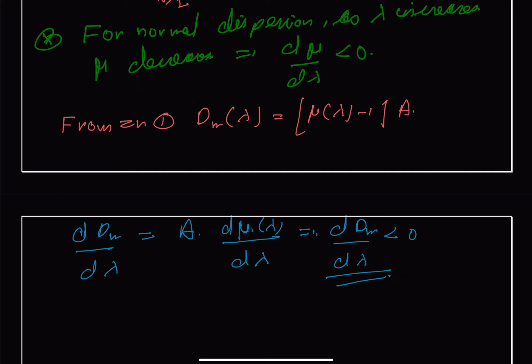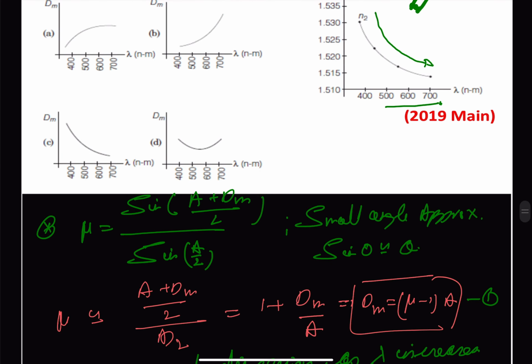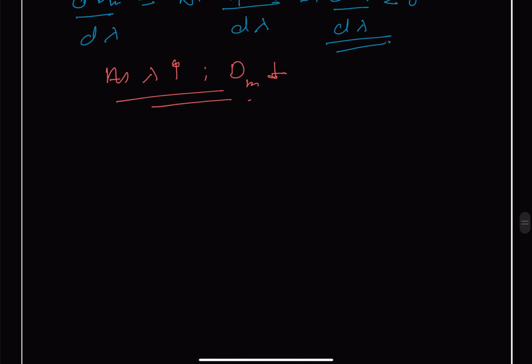Which basically means that as lambda increases, dm is bound to decrease. And based on this, we can say that the only option, option number C, is the correct one. Option C is correct.